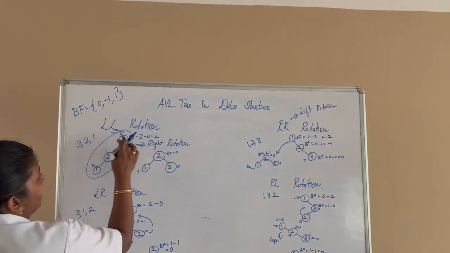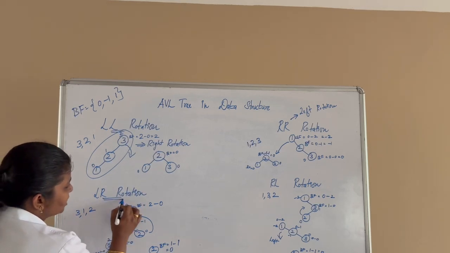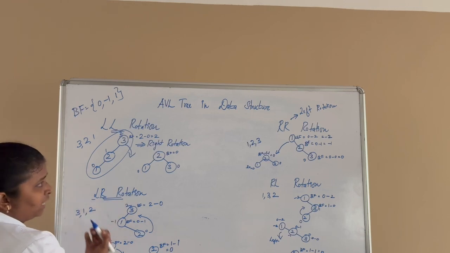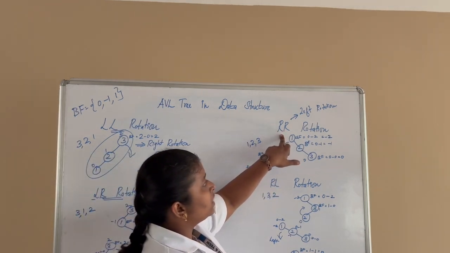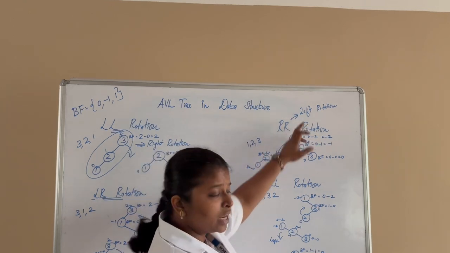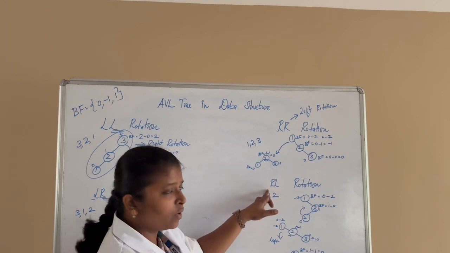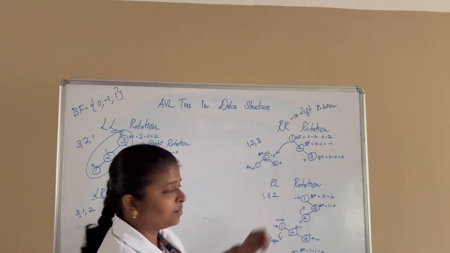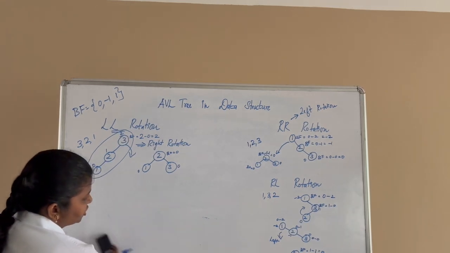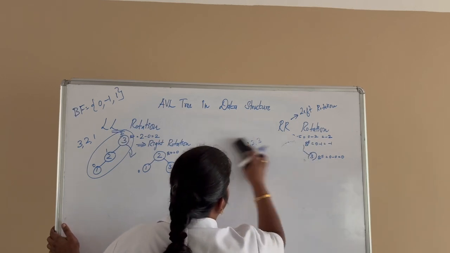LL rotation. In LL rotation, we will be performing the right rotation. Then we have LR rotation. In LR rotation, first we will perform left rotation and then we will perform right rotation. The third one is RR rotation, that is, we will be performing the left rotation. And the fourth one is RL rotation, that is, we will be performing right rotation and then the left rotation. Now we will be seeing the AVL tree insertion for some example elements.